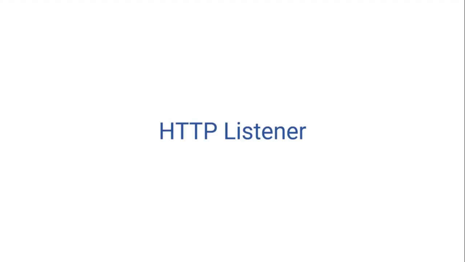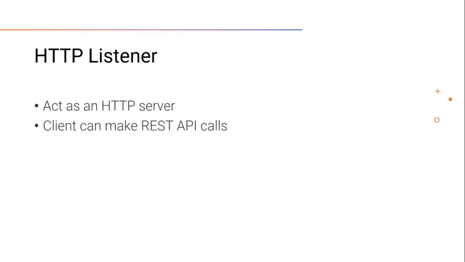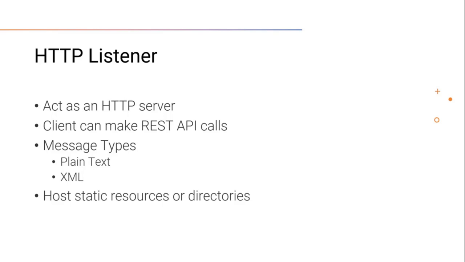The next source connector listener we'll talk about is the HTTP Listener. This listener allows us to act as an HTTP server so the user can make REST API calls. We've got a few different options we can retrieve messages with. This can be just raw messages or XML. We can also just host static resources or directories to allow it to act as a simple web server.